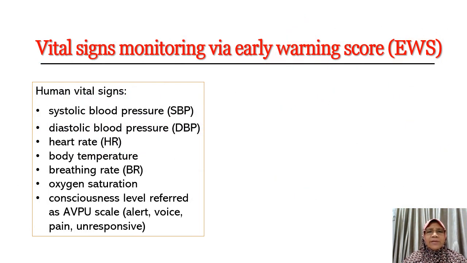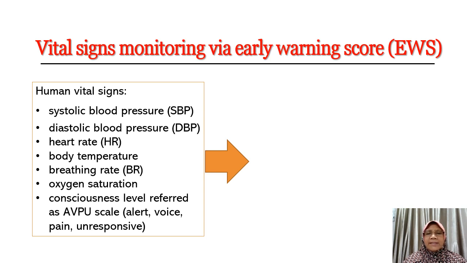Vital signs monitoring via early warning score, or the EWS, consists of monitoring human vital signs that are the systolic blood pressure, diastolic blood pressure, heart rate, body temperature, breathing rate, oxygen saturation, and consciousness level. And this consciousness level includes the AVPU scale, which is the alert, voice, pain, or unresponsive categories.